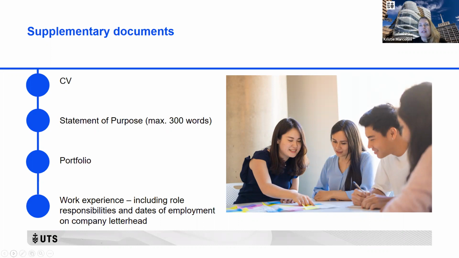I would suggest, even if the program doesn't specify the CV or the statement of purpose, that you still submit that with your application, because there may be gaps in your study history, and a CV and a statement of purpose can explain to the university what you've been doing in those study gaps. So highly recommended to always submit the CV and the personal statement.